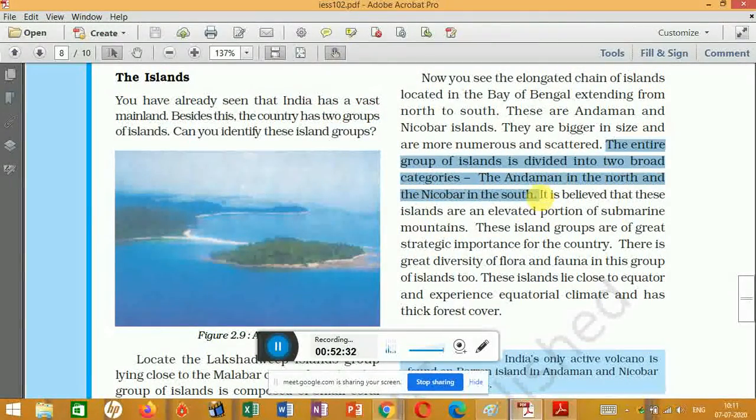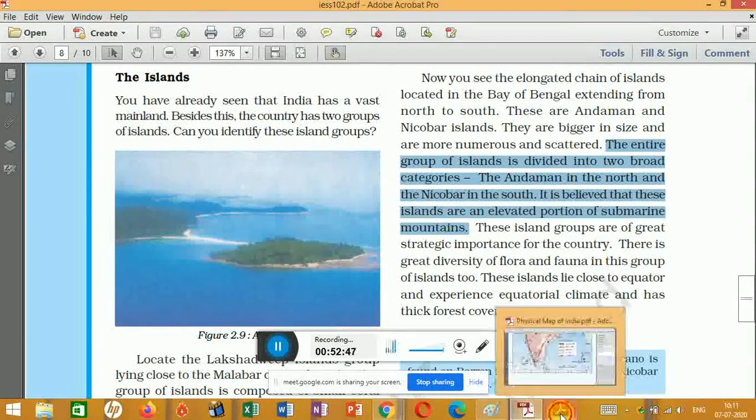It is believed that these islands are an elevated portion of the submarine mountains. What does it mean? It is believed that these islands are an elevated portion of the submarine mountains. See here, see this map.